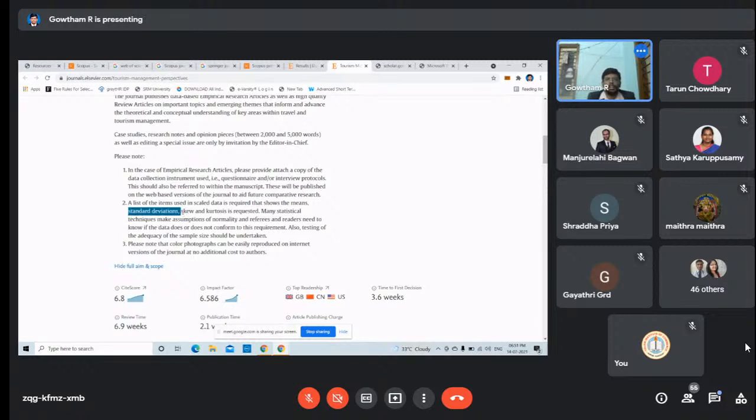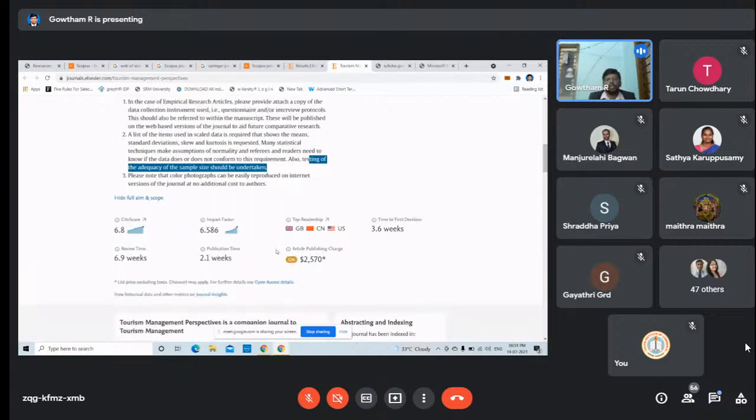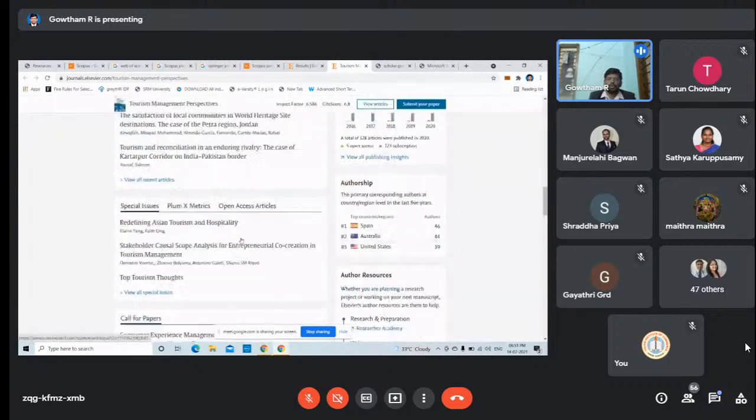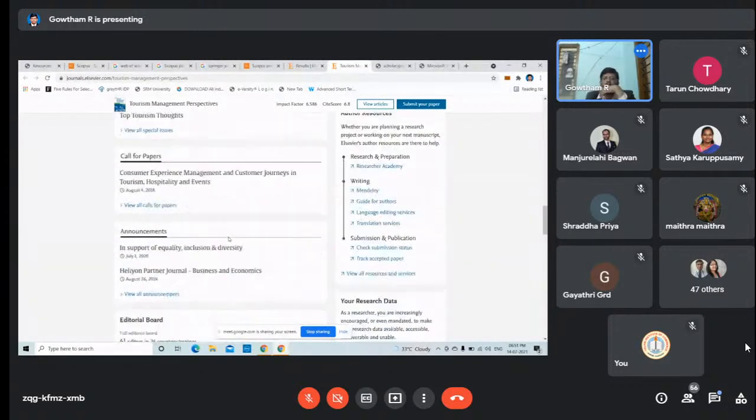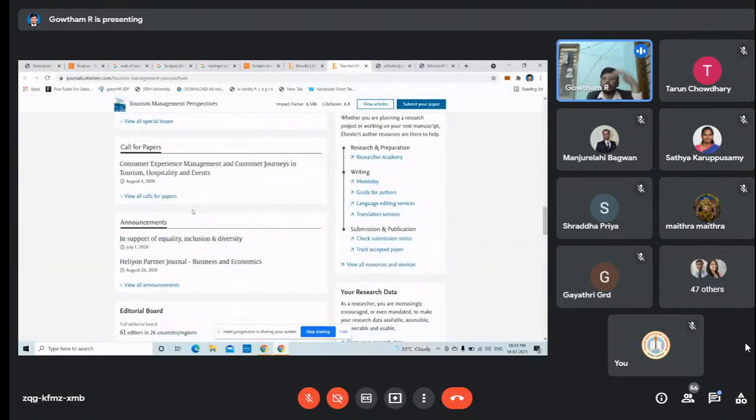Standard deviation, skewness, kurtosis is requested, the normality assumption should be tested, right? All such things. Testing of adequacy of sample size should also be given. Color photographs can also be produced, all such things. So this is with regard to the journal selection. Then apart from this, you also have something called the guide for authors, right?